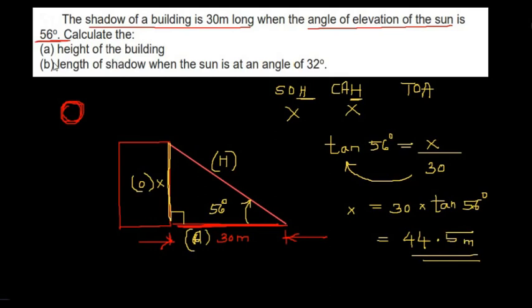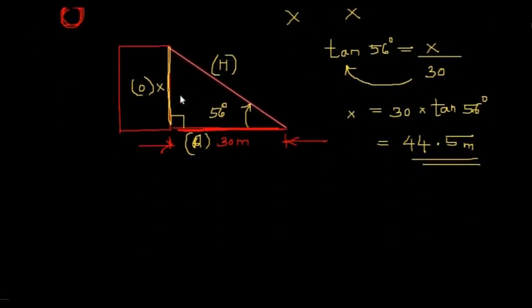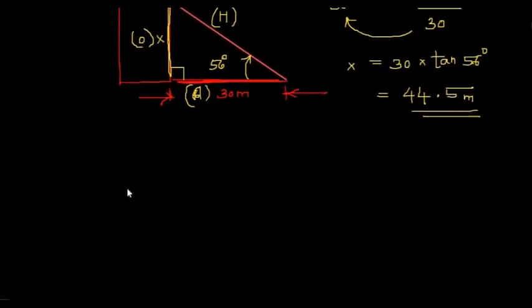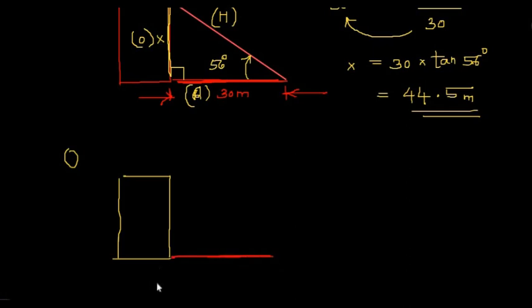Now let us look at part B. The length of the shadow when the sun is at an angle of 32 degrees. Now we have to find out the length of the shadow. So let me draw the diagram again. So this is the building and this is the sun, and it is casting the shadow of the building. So this is the shadow from this point till this point.